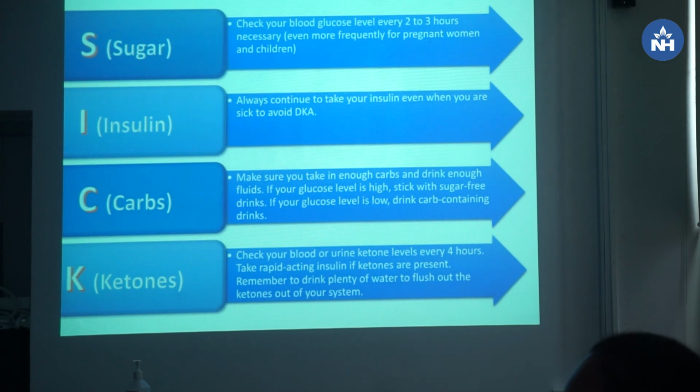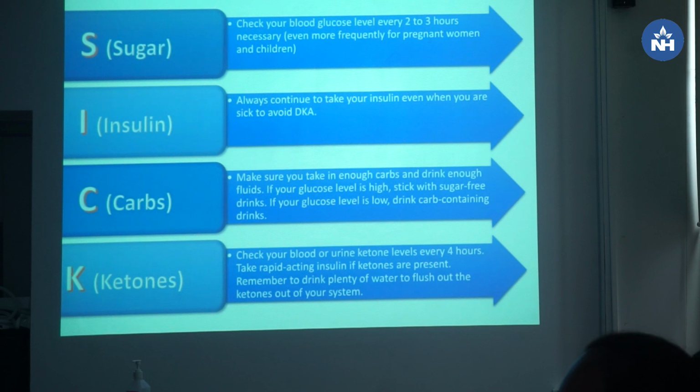S is sugar. Check your blood glucose every 2 to 3 hours. Necessary more frequently in pregnant women and children. Always continue to take your insulin even when you are sick to avoid DKA. Carbs: make sure you take in enough carbs and drink enough fluids. If your glucose level is high, stick with sugar-free drinks. If your glucose level is low, drink carb-containing drinks.